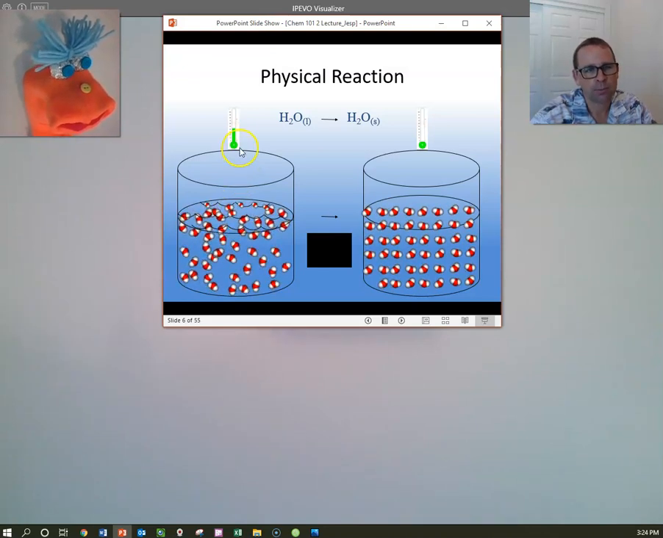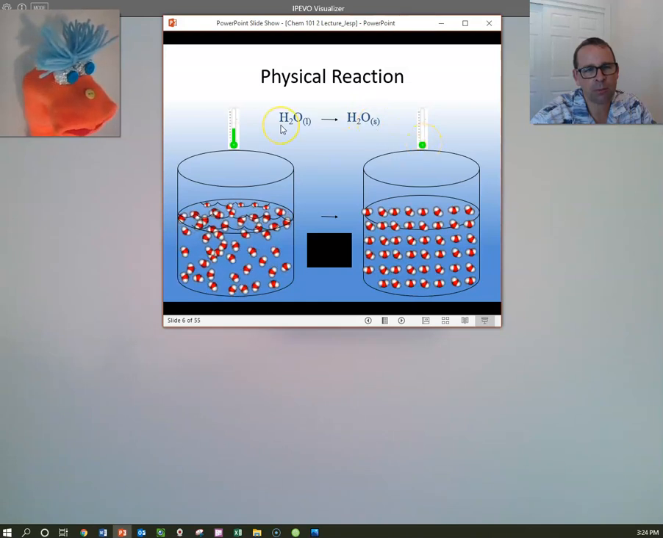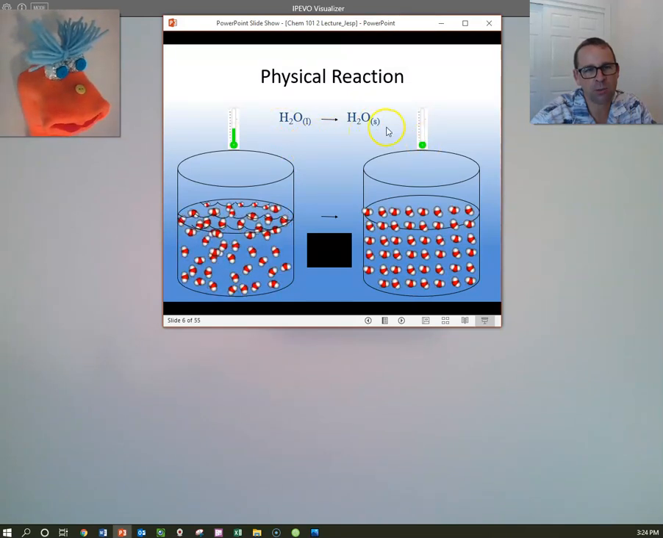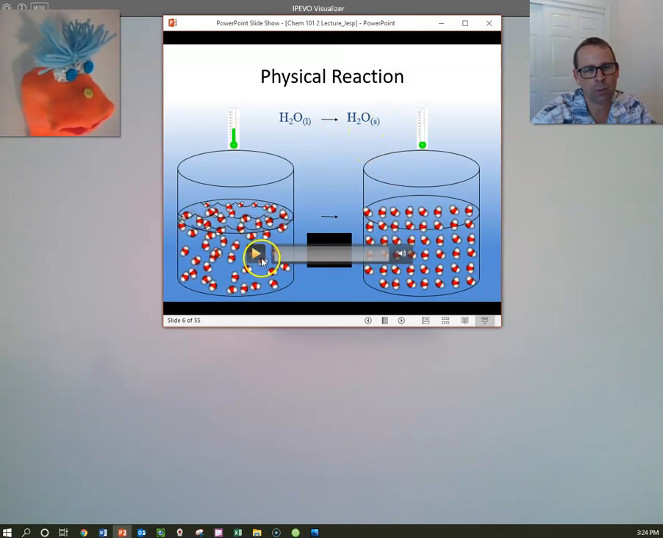So, to go from liquid to solid, you lower the temperature, and what do we call that? Freezing. Yeah, you freeze it. Go from liquid to solid, you freeze it. And all you're really doing is slowing down the water molecules.